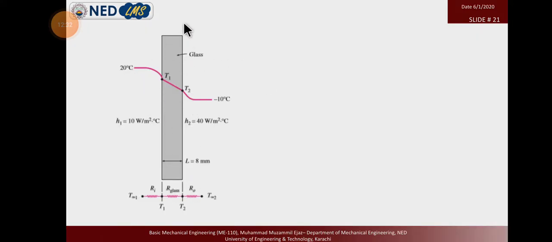Now first draw the schematic diagram of the glass window. This is the glass window. This is the 20 degree inside temperature of the room. This is the -10 outside temperature. The temperature will decrease like this. Due to convection there is some temperature drop, and then there will be a temperature drop from T1 to T2, and then there will be a temperature difference between T2 and the surrounding outside at -10 degrees centigrade.